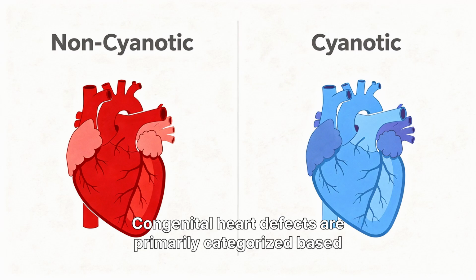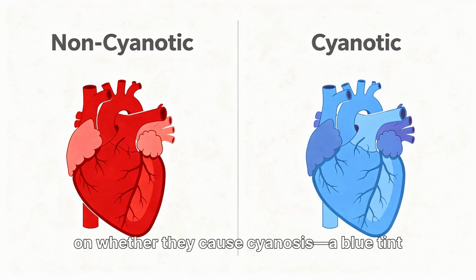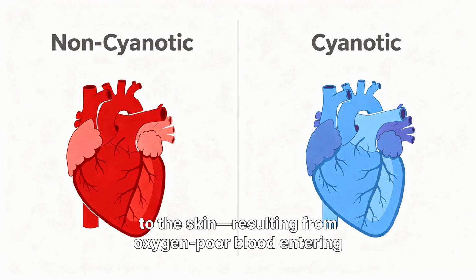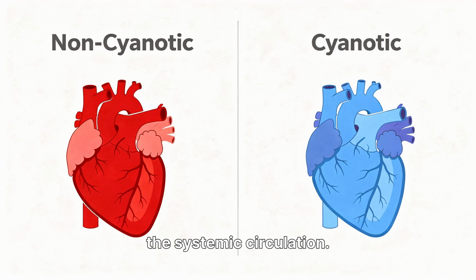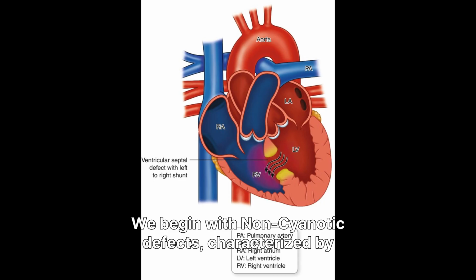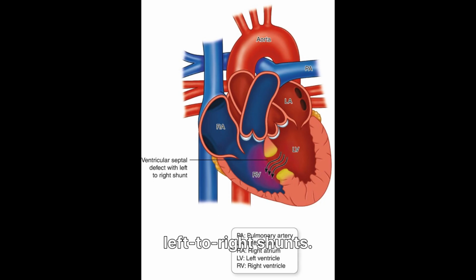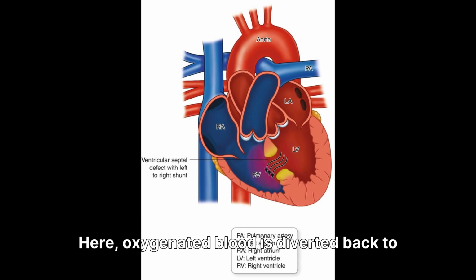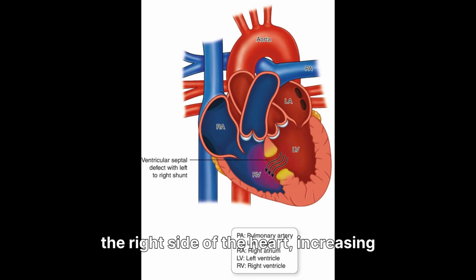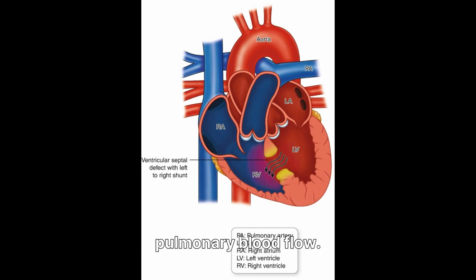Congenital heart defects are primarily categorized based on whether they cause cyanosis, a blue tint to the skin, resulting from oxygen-poor blood entering the systemic circulation. We begin with non-cyanotic defects, characterized by left-to-right shunts. Here, oxygenated blood is diverted back to the right side of the heart, increasing pulmonary blood flow.